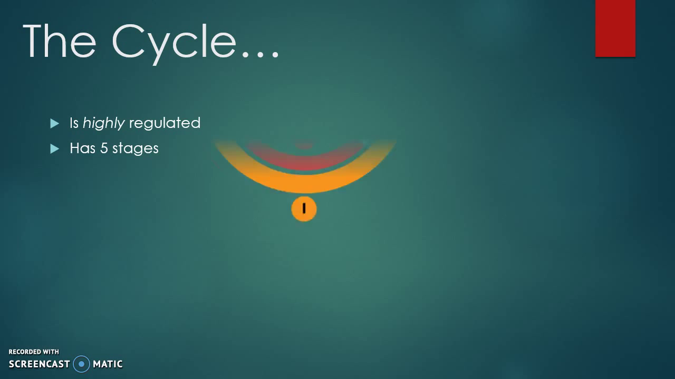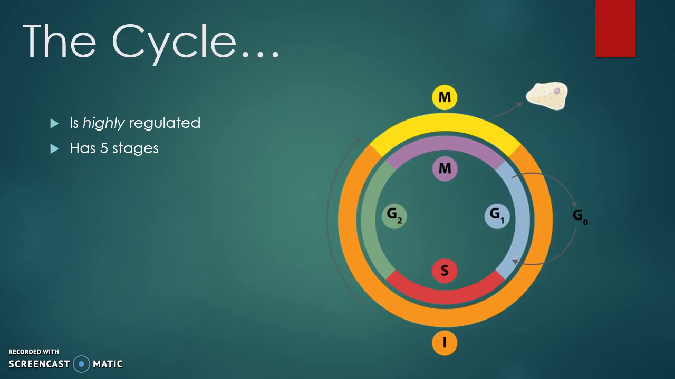The cell cycle is highly regulated and has 5 stages. The 5 stages of the cell cycle are G1, shown in blue, S phase, shown in red, G2, shown in green, M phase, shown in purple, and G0, shown to the right of the diagram.